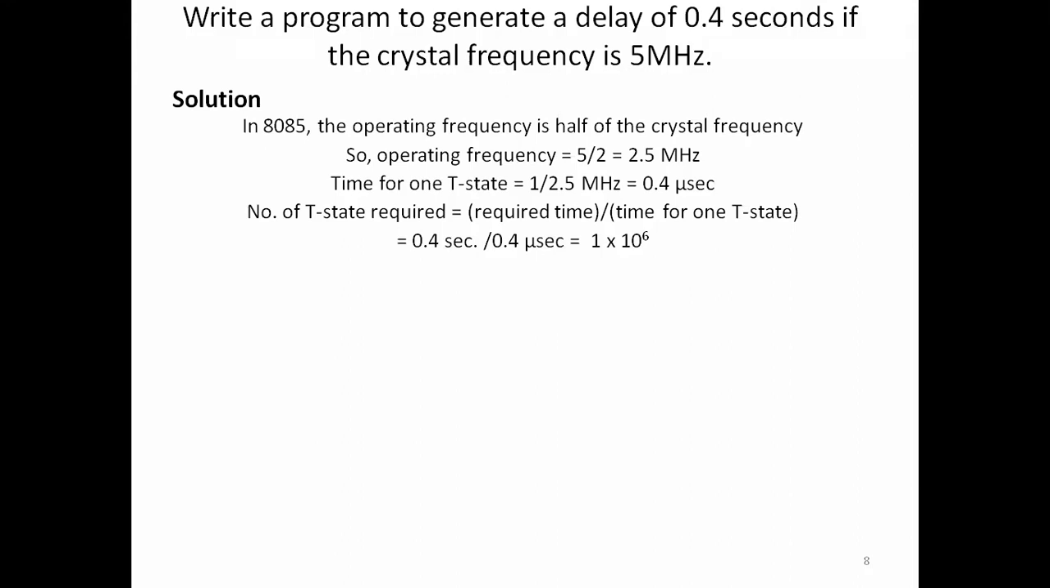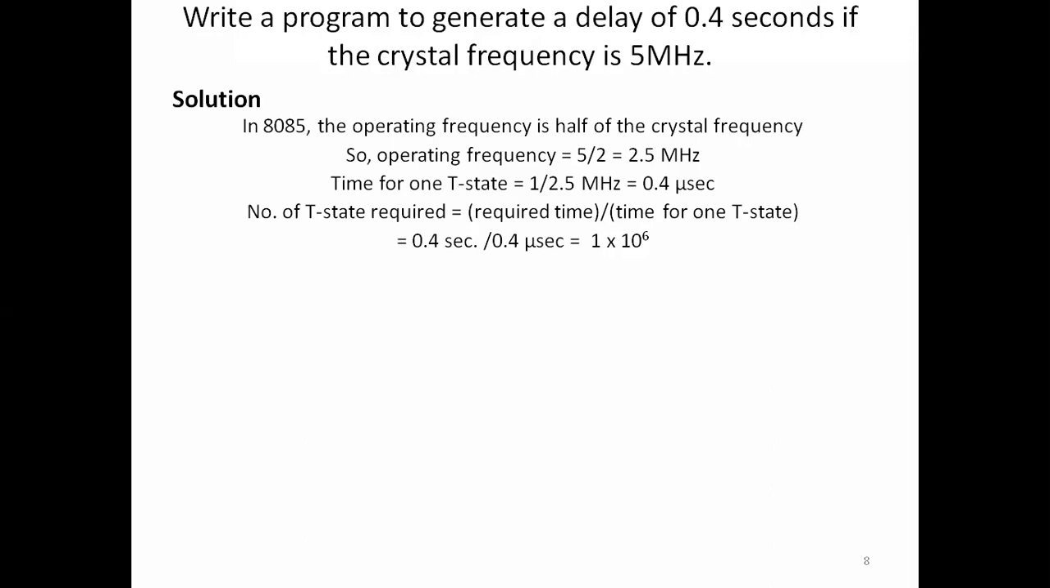In this problem, we have to generate a delay of 0.4 second, and the operating frequency is 2.5 megahertz, so the time for 1 T state becomes 0.4 microsecond. It means we have to calculate how many T states the program should consume so that it will be able to create a delay of 0.4 seconds.